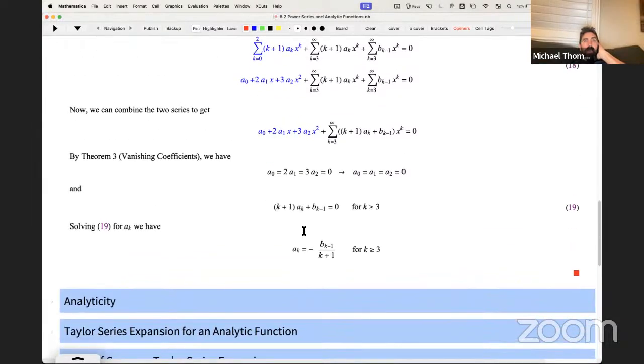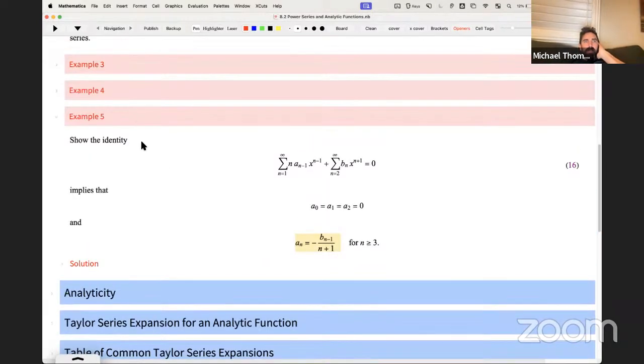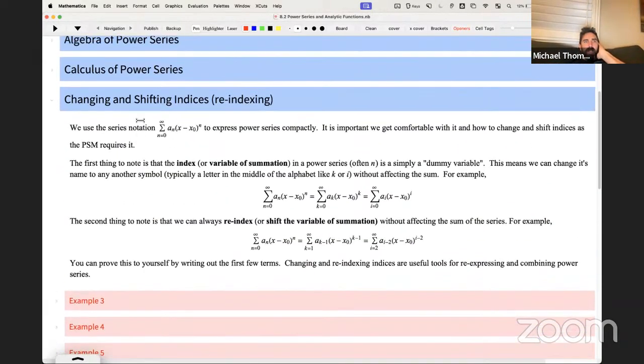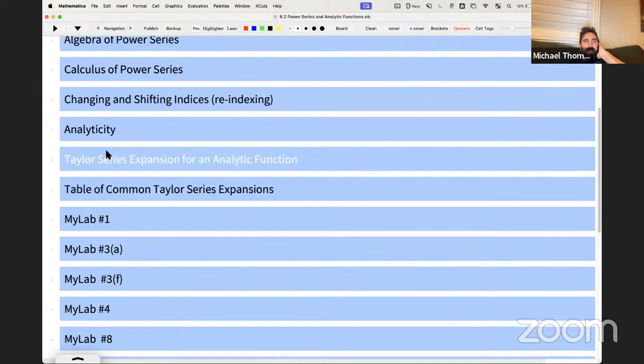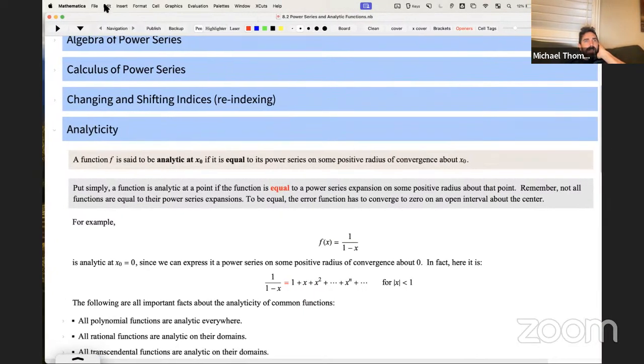This is fairly important though, because we are going to do this a lot later on. All right. And lastly, well, mostly lastly, analyticity. So this is a new topic.